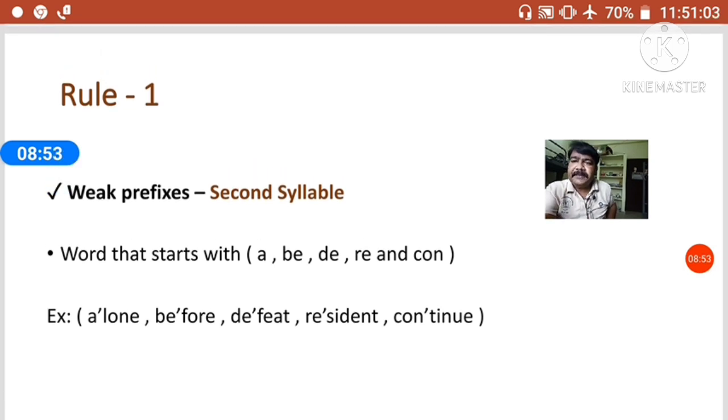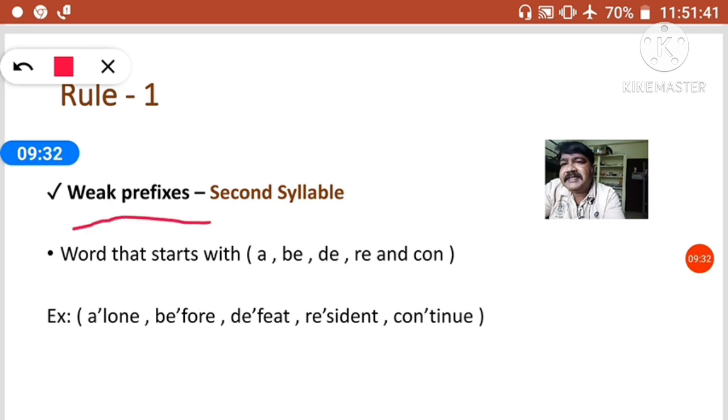See here, Rule 1: weak prefix, second syllable. What is a weak prefix and second syllable? You all might know the prefixes. Here the special prefixes are given in Rule 1. At those words, how should the stress symbol be placed?